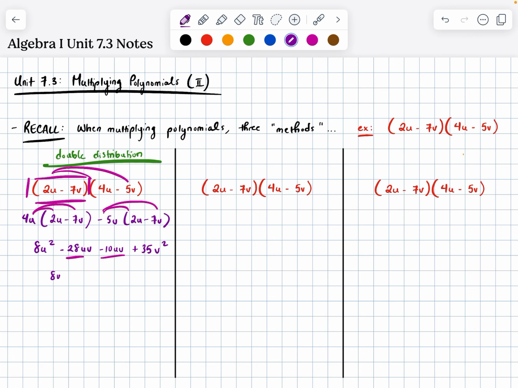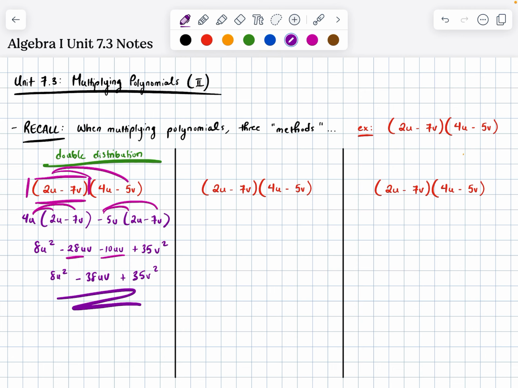Last move, all I need to do is combine any like terms that I see. Well, I can't do anything with the 8u squared, but negative 28uv minus 10uv, it's getting more negative. That's negative 38uv. Hey, that's a lot of sun. You might want to put on some sunscreen. And then I've got that straggling 35v squared at the end. There you go. There's your final answer.